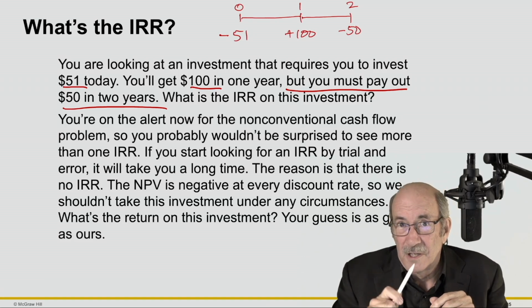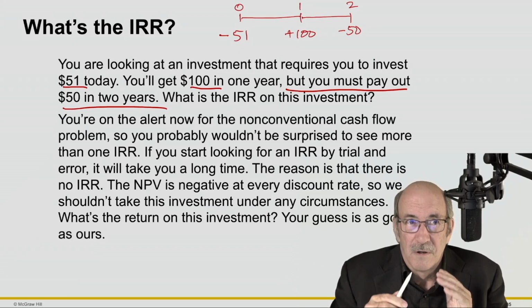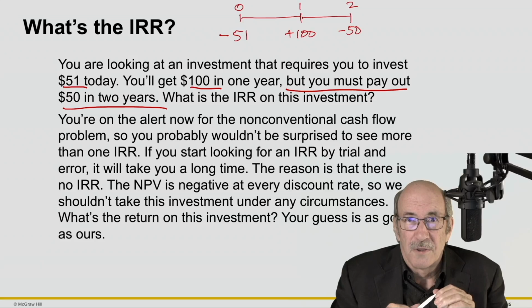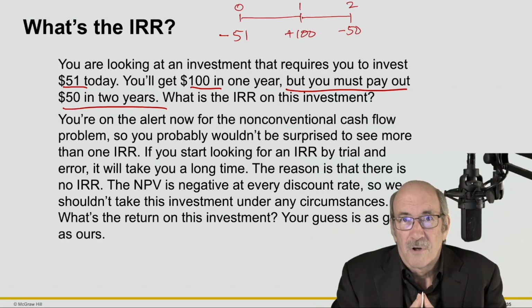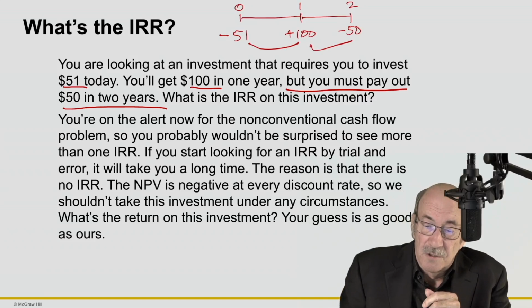But actually, this one gets even worse because there is no return where the NPV is 0. It is always negative. So in this case, there is no positive NPV at any cost of capital, at any required rate of return. And then there is no IRR that is positive either. So again, we can run into these situations, especially when signs change more than once.